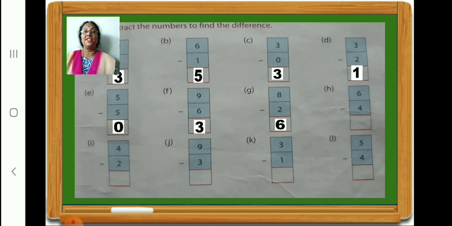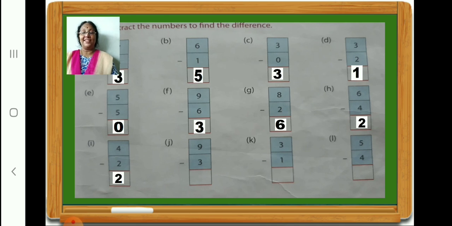Now let us go to the next question. That is 6 minus 4. You can use your fingers. Okay. So 6 minus 4 is equal to 2. Children, write 2 in the box. All are writing, isn't it? Very good. Now let us go to the next question. That is 4 minus 2. 4 minus 2 is 2. Write down 2, children.